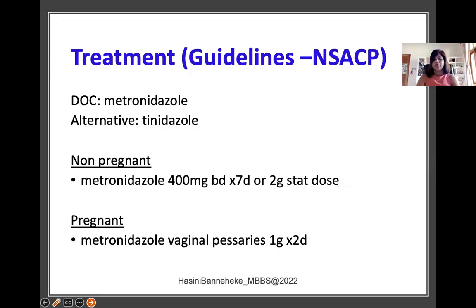Okay, madam, thank you. But in Sri Lanka, except for Jayewardenepura, I don't think any others have this antigen test kit. Okay, right.